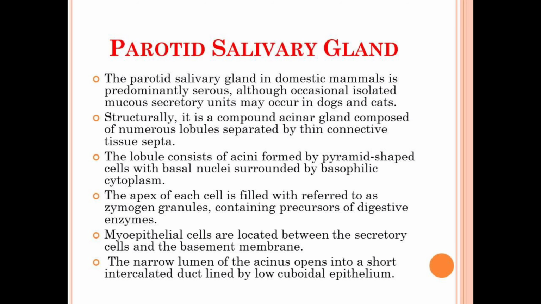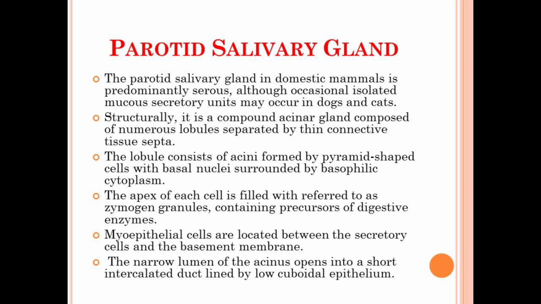Moving on, the apex or the proximal end of each cell is filled with zymogen granules that are precursors to the digestive enzymes. As you already know, the salivary gland secretes an enzyme known as salivary amylase, and the activation of this enzyme is due to the presence of zymogen granules that are present in the apex of the cell.